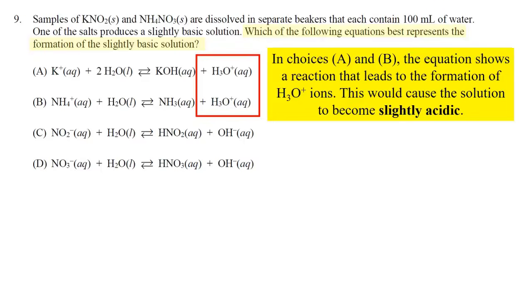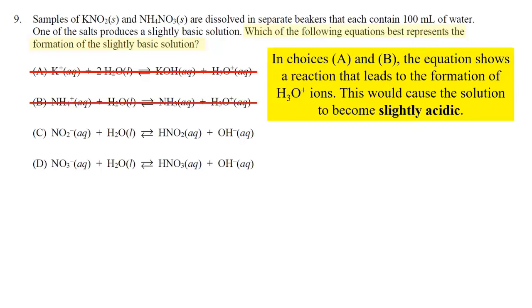Now in choices A and B, the equation shows a reaction that leads to the formation of hydronium ions, but this would cause the solution to become slightly acidic, not slightly basic. So an increase or the production of the hydronium ion would cause an acid solution, not a basic solution. So we can eliminate choices A and B.